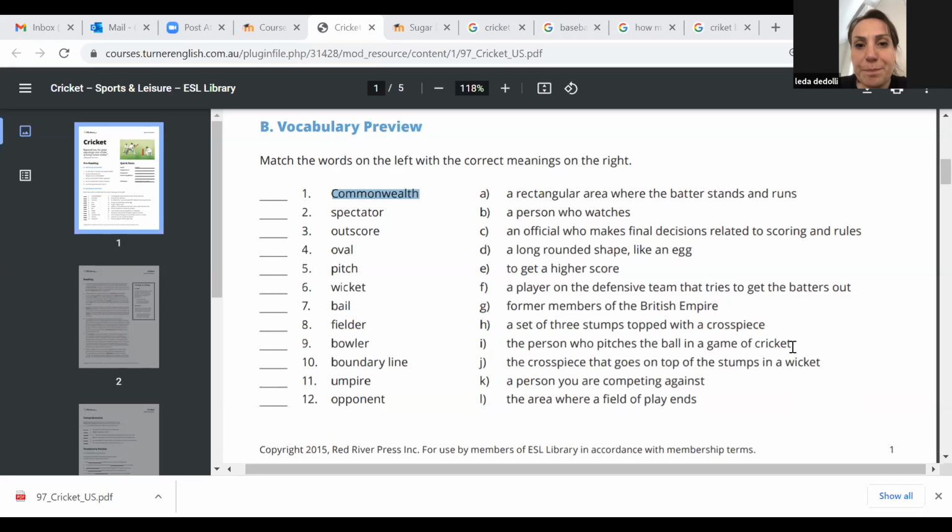Or yes. Okay. Commonwealth. 1 second, because okay. Commonwealth. Spectator. Spectator. A spectator. Spectator. Outscore. Outscore. Oval. Oval. Pitch. Pitch. Wicket. Wicket. Bail. Bail. Fielder. Fielder. Bowler. Bowler. Boundary line. Boundary line. Umpire. Umpire. Opponent.